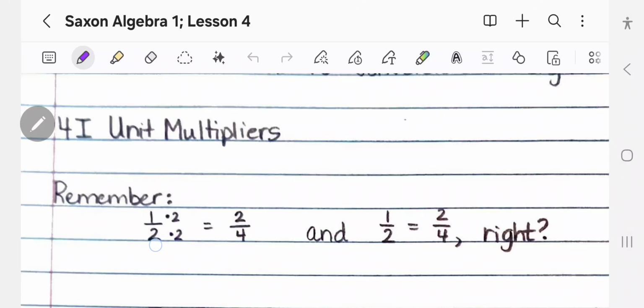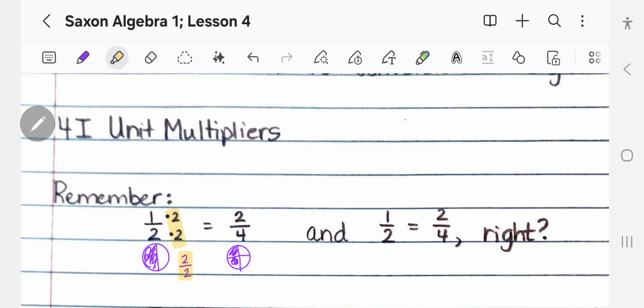it's actually equivalent. We know that 1/2 would be half of the circle. And we know that 2/4 would be 2 pieces out of the 4 pieces, which is still half of the circle. So these are equivalent. Now, we can see here that what we multiplied by was 2 over 2. And 2 over 2 is equal to 1.